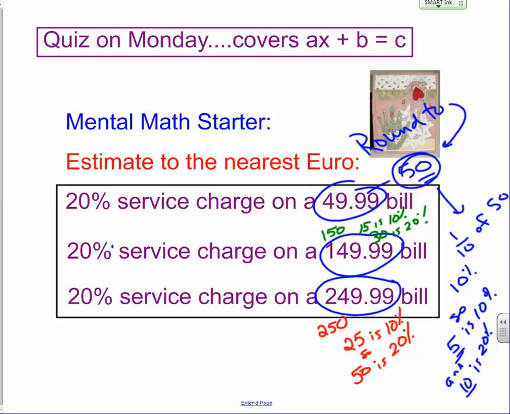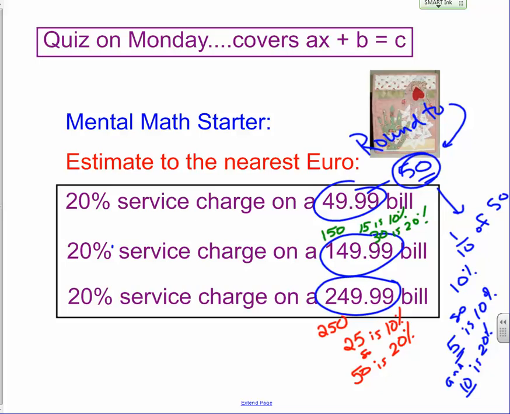Same thing with the next one. Think of this as 150. A tenth of 150 is 15. You just literally are dividing by 10 to take a tenth, and 15 doubled is 30. So a 20% service charge on a 149.99 euro bill is about 30 euros.